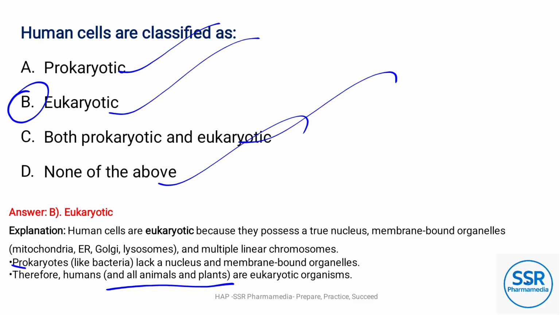Prokaryotic means something like bacteria. Bacterial cells are prokaryotes, which lack a nucleus and membrane bounded organelles. Eukaryotic cells contain a true nucleus and membrane bounded organelles like mitochondria, Golgi, lysosome, etc., and multiple linear chromosomes are also present in eukaryotic cells. Prokaryotes, like bacteria and microorganisms, lack a nucleus and membrane bounded organelles.